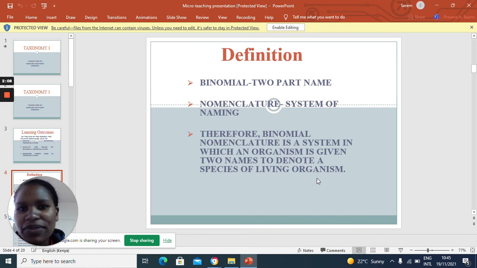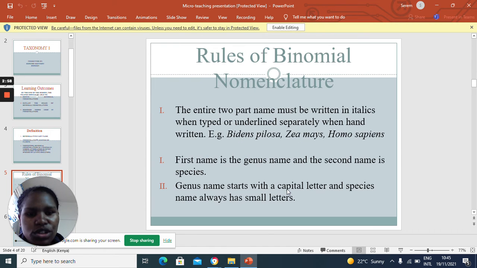And which names are these, Shamim? I seem not to be getting Shamim. Yes, Shamim. These names are which one? Binomial nomenclature is a system whereby we are giving two names. Which name and which one? The species of the organism. Yes. And the genus. Is that correct? Good. The genus and the species name. So, binomial nomenclature, a system in which an organism is given two names to denote a species of the living organisms. And the two names are the genus and the species.